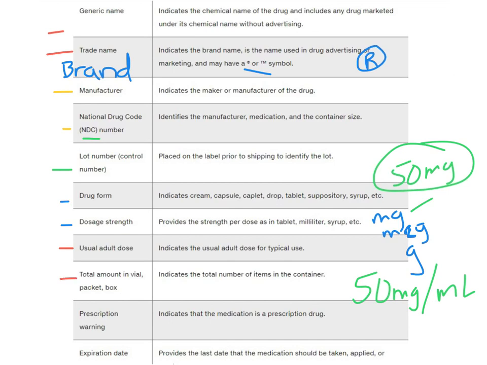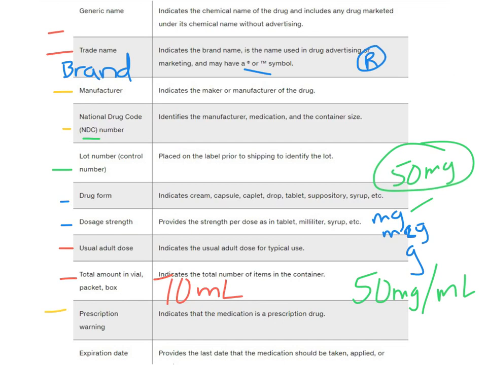The total amount in the vial, packet, or box is exactly that. It just indicates the total number of items that are in the container. So if it's tablets, it'll say somewhere on there that there are 30 tablets in the bottle. There are 100 tablets in the bottle. It tells you exactly how much is in there. If it's a liquid, it'll tell you how many total milliliters are in there. So if it's a liquid medication, it may say there are 70 milliliters, and that's the total volume, so the amount of fluid that's in that container.